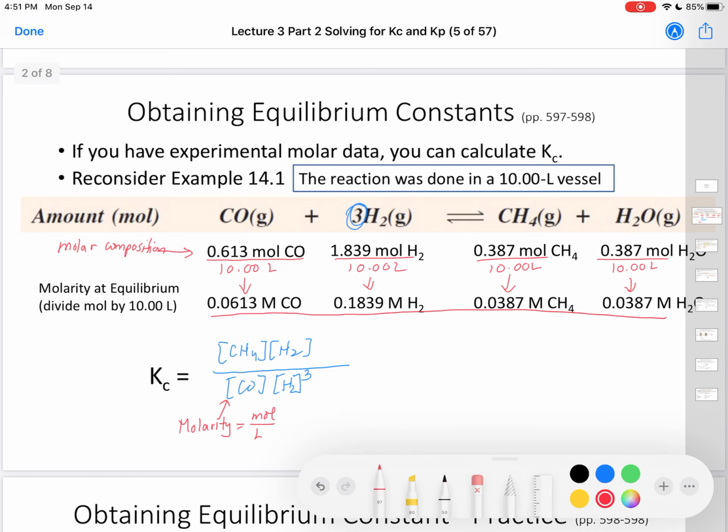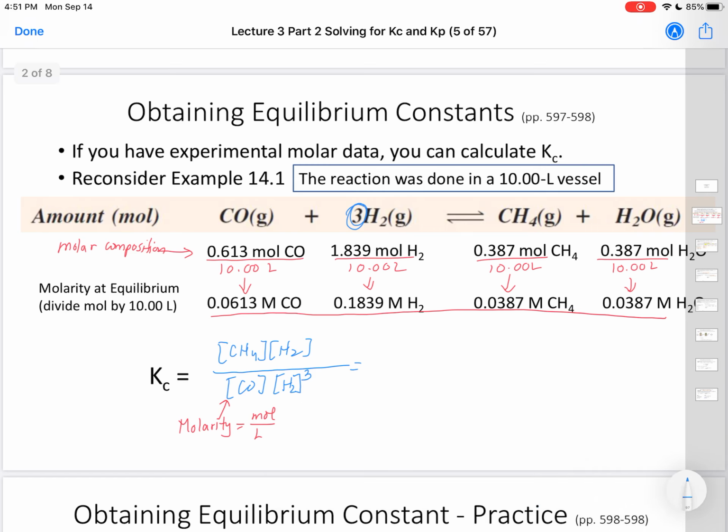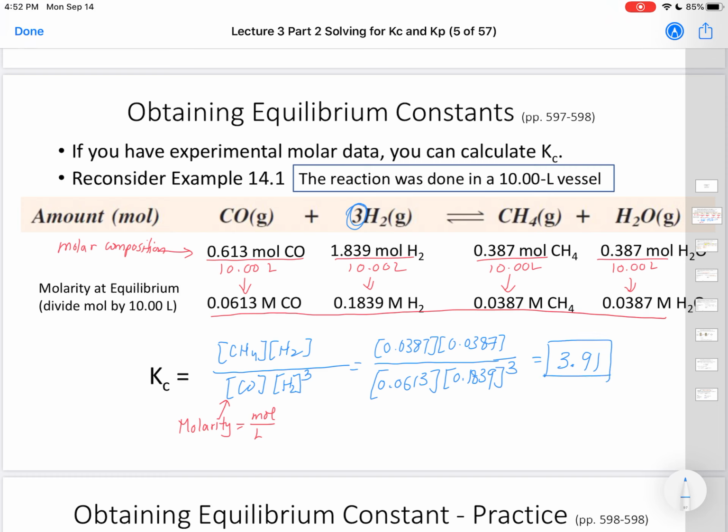Now we're going to use these 4 numbers and plug them into our Kc. So really, it is 0.0387 times 0.0387 over 0.0613 times 0.1839, and this is to the 3rd power. If you do the math all the way through, you should get 3.91.